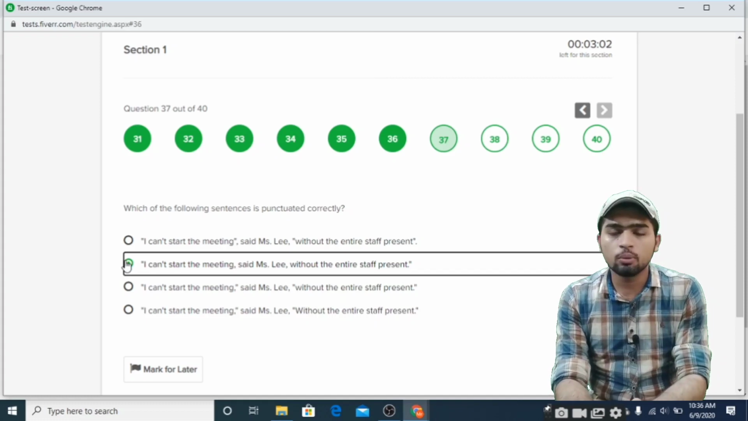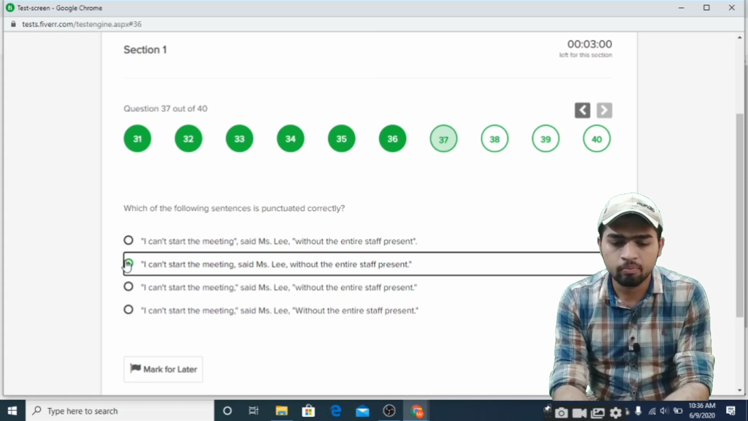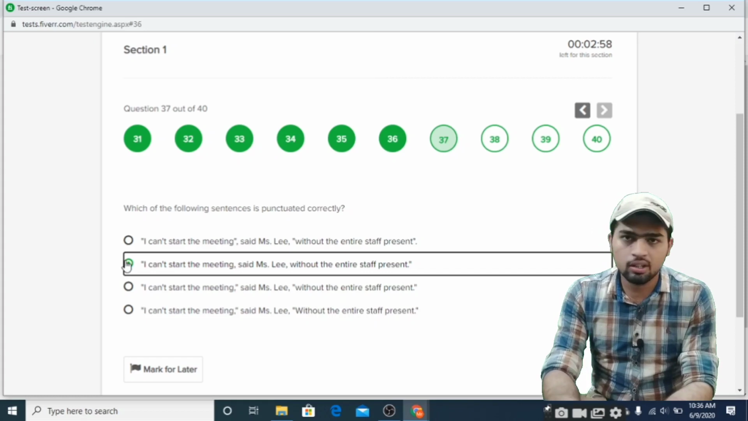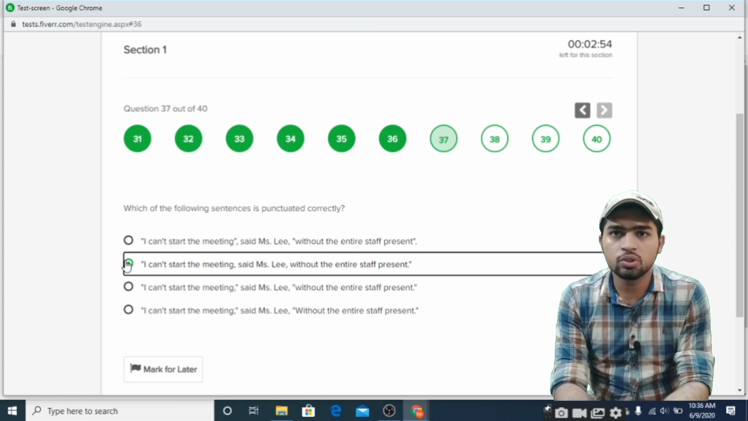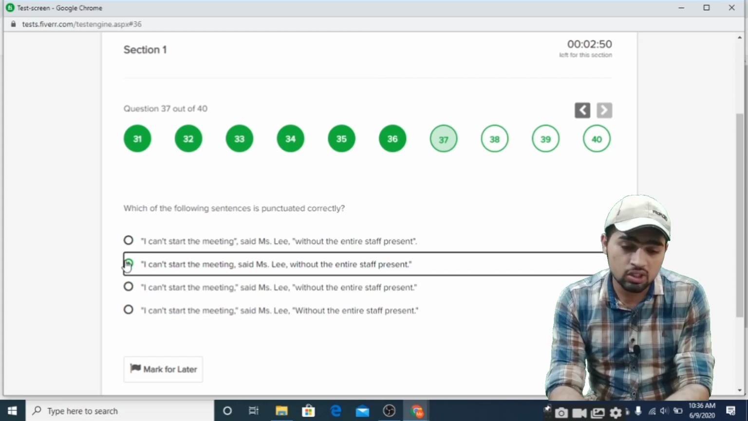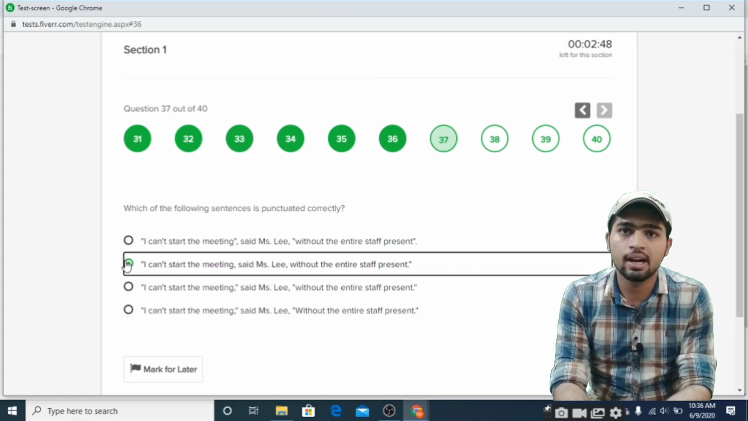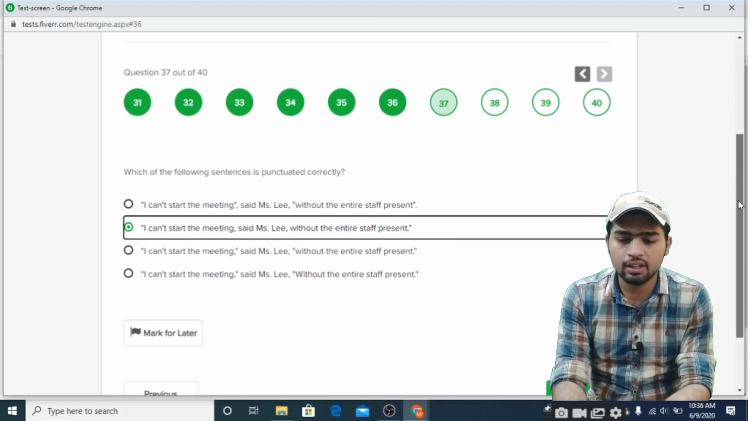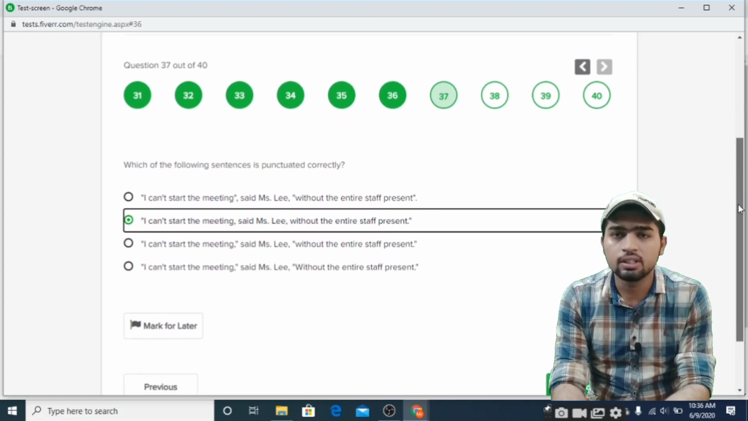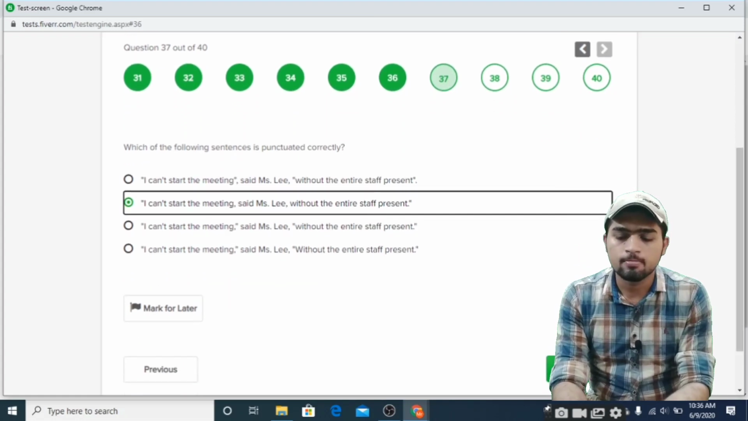In my opinion, option 2 is the correct one. I am confused in that question, so you should choose your own opinion. You can change, first or second seems correct, but I click on the second one and click on the next option.